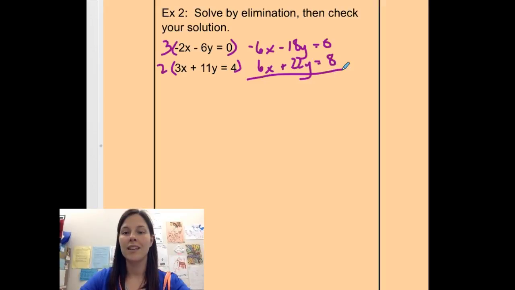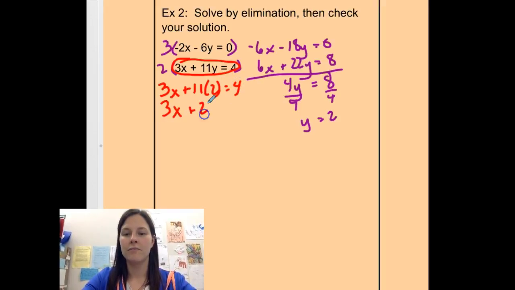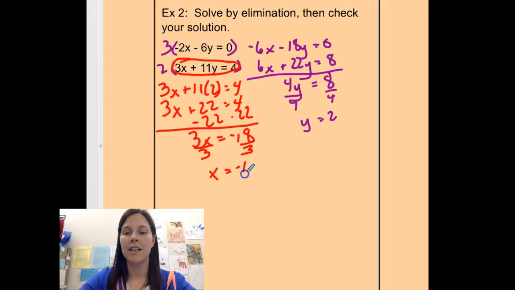Adding these equations together, our x's cancel. -18 plus 22 is 4y, and 0 plus 8 is 8. Dividing both sides by that 4, we get a y value of 2. Using this equation to solve for x, I'm going to substitute 2 for y. Multiplying 11 by 2. Subtracting that 22 from both sides. 3x equals -18. Don't lose track of those negative signs. Dividing both sides by 3, we get x equals -6.